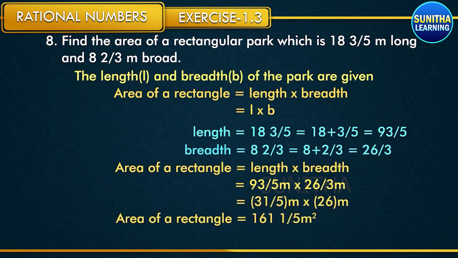Here it is divisible by 3. 3 ones are 3, 3 thirty-ones are 93. Clear? Now 31 into 26 is 806. That is 806 by 5, which is equal to 161 1 by 5 meter square. Clear? If you convert into a mixed fraction, that is 161 1 by 5 you get.